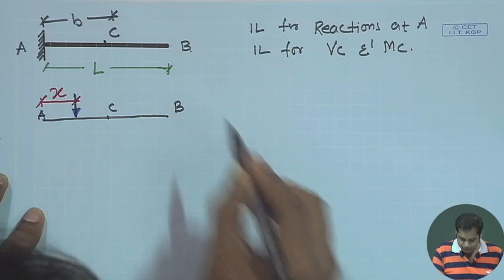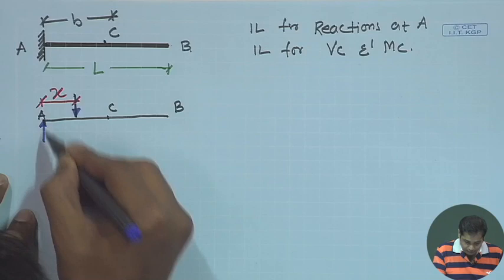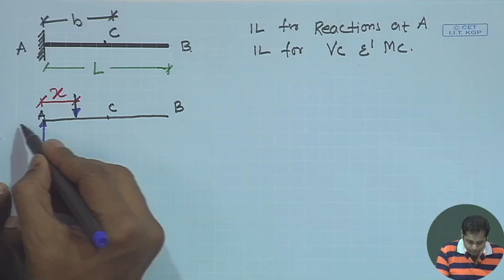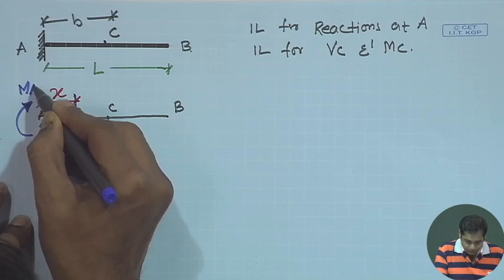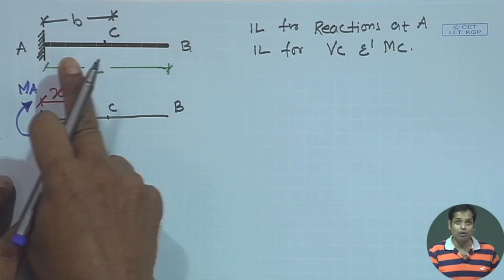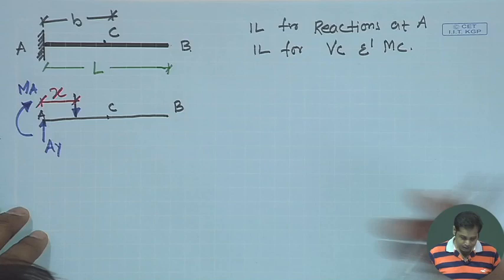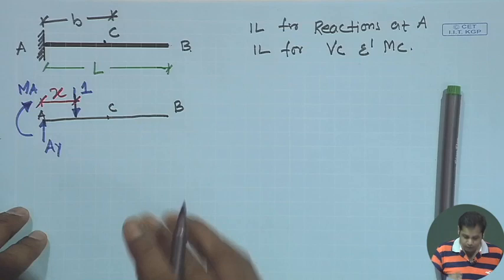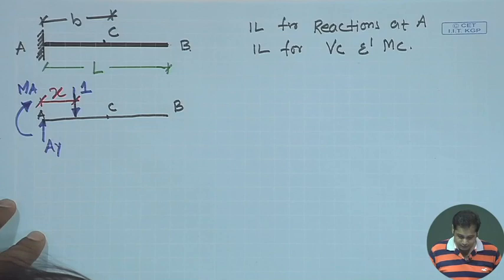Now, what are the support reactions we have? We have A y, and then we have M A. A x will be 0 because there is no horizontal load, that is why it is not shown explicitly. The value of this unit load is 1. Unit load means it is assumed that its value is 1. So this is case 1.